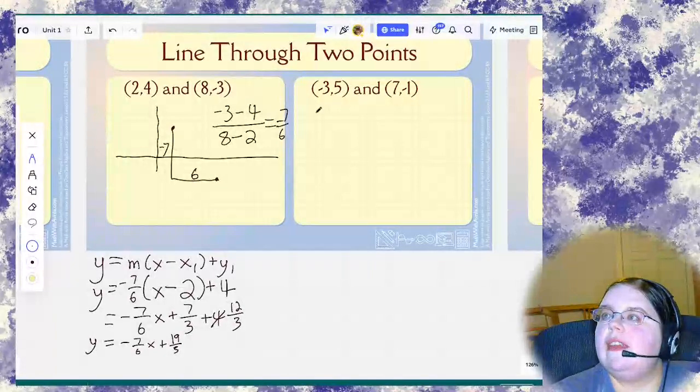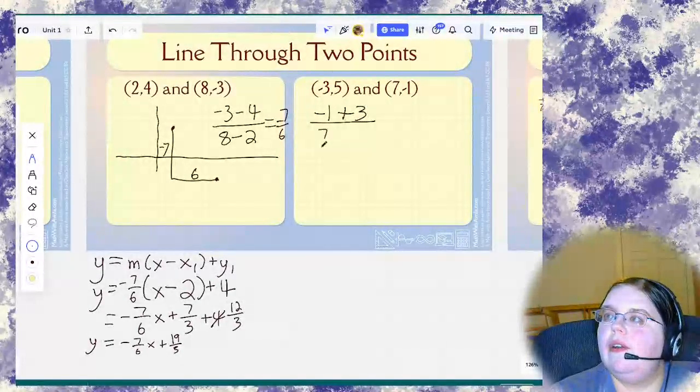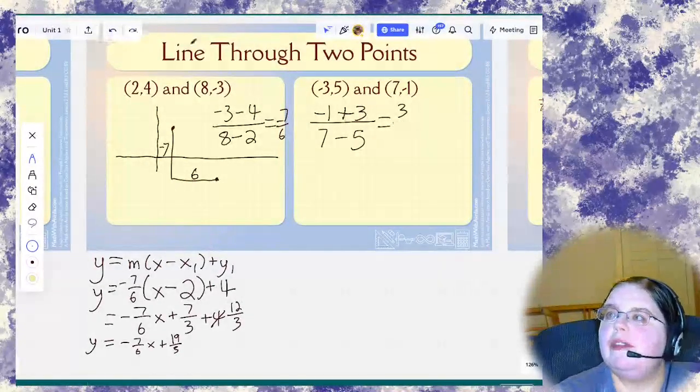Okay, so let's see. We've got -1 minus -3, so that's just like +3, over 7 minus 5. Always make sure that you've got your x value and y value from each point lined up vertically. So here we have 2, I spelled 2 with a 3. That's wrong. Easy to fix, fortunately. Okay, so we've got a slope of 1.